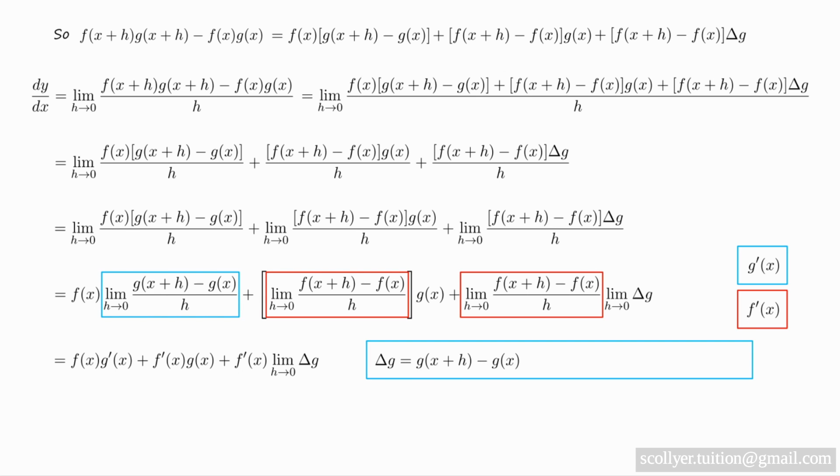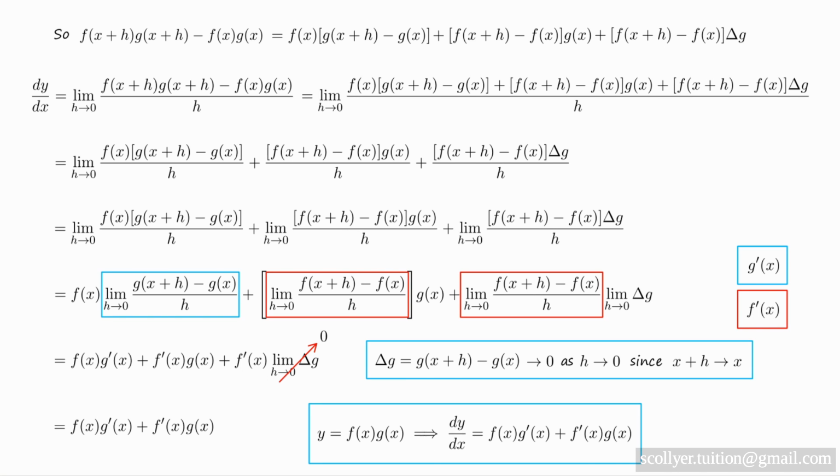Now we recall that delta g equals g of x plus h minus g of x, and this must tend to 0 as h tends to 0, since x plus h tends to x as h tends to 0. And so consequently the value of g of x plus h tends to the value of g of x as h tends to 0. So the limit as h tends to 0 of delta g is 0, which removes the final term, since 0 times f dashed of x is 0, and thus we have that dy by dx equals f of x times g dashed of x plus f dashed of x times g of x.